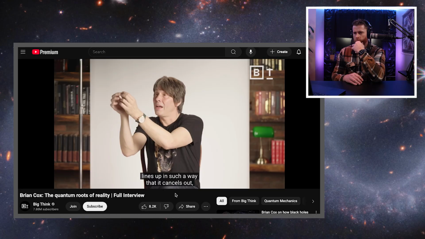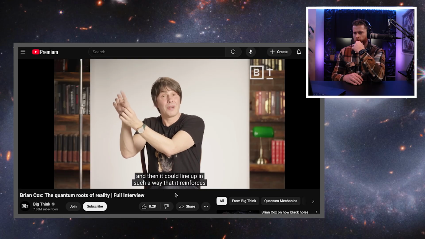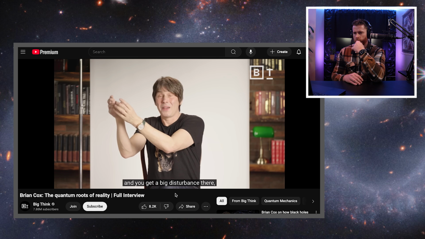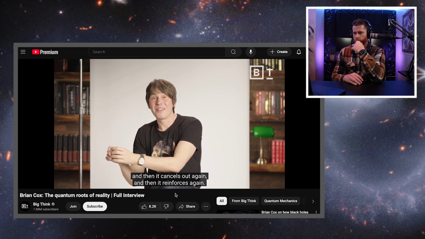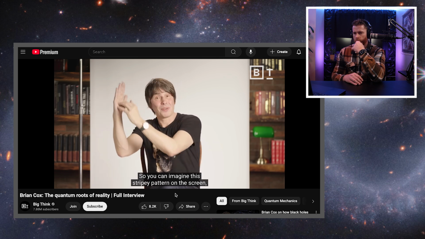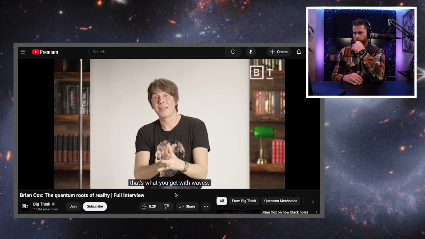So you get this property where something from each slit, it's very easy to understand if it's a big extended wavy thing, lines up in such a way that it cancels out. And then it could line up in such a way that it reinforces and you get a big disturbance there. And then it cancels out again and then it reinforces again. So you can imagine this stripy pattern on the screen. That's what you get with waves.